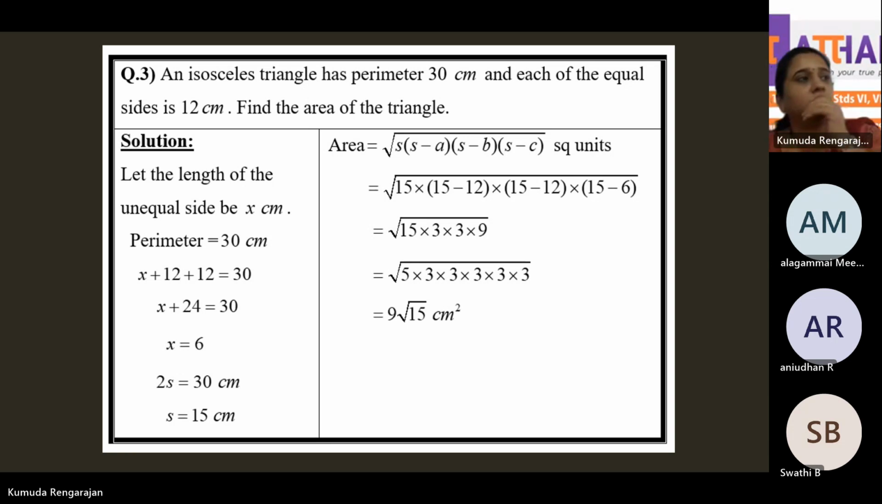Any doubts, children? Yes, ma'am. Finished? Renu?